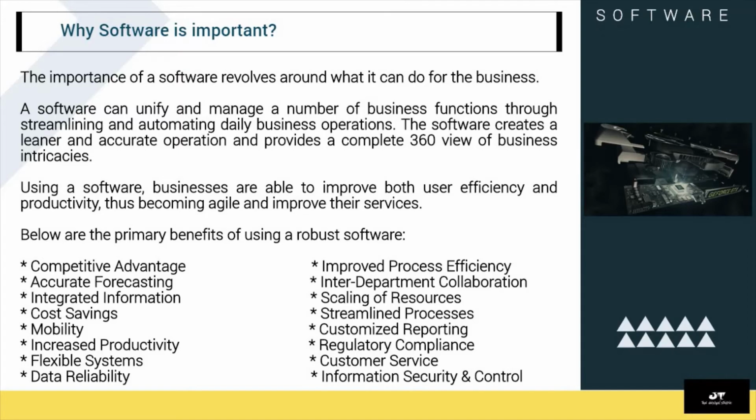Below are the primary benefits that organizations yield by using a robust software: competitive advantage, improved process efficiency, accurate forecasting, interdepartment collaboration, integrated information, scaling of resources, cost savings, streamlined processes, mobility, customized reporting, increased productivity, regulatory compliance, flexible systems, customer service, data reliability, and information security and control.